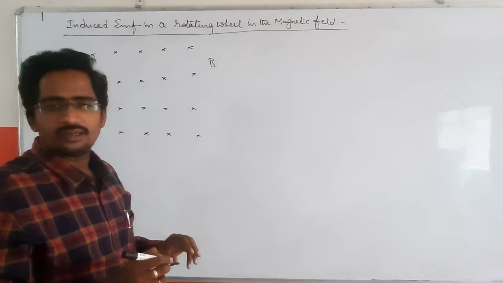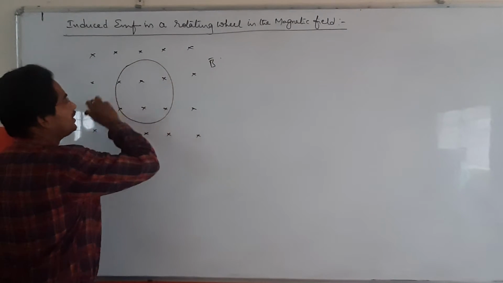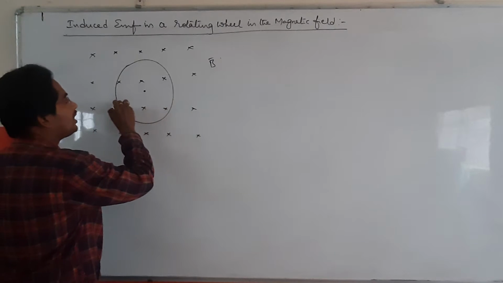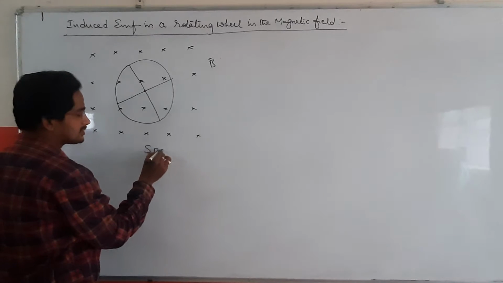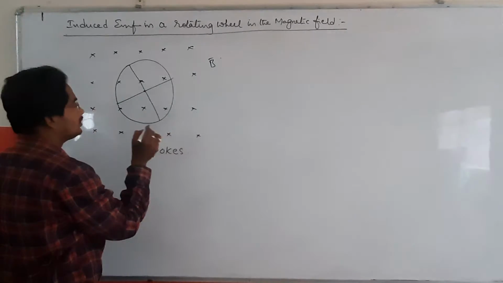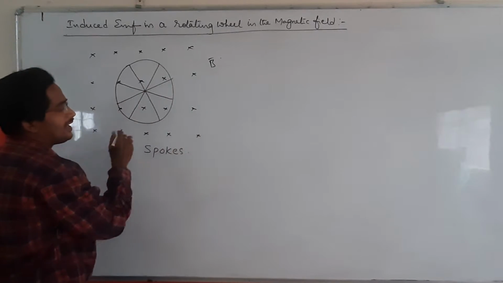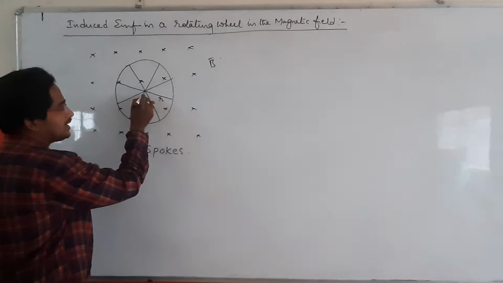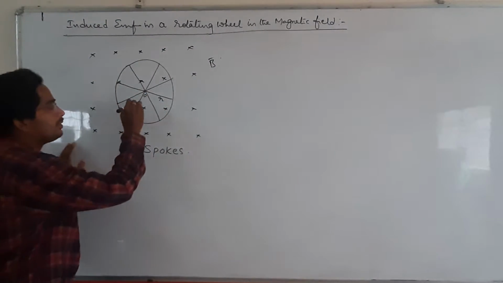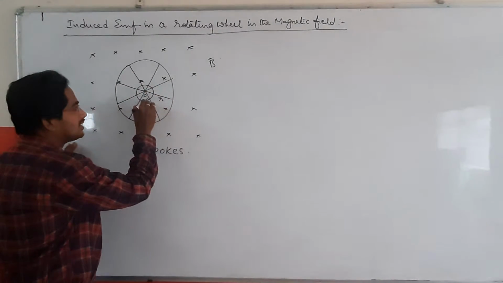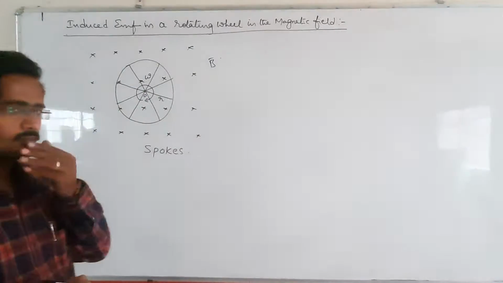In that field, we are placing a wheel. It is a wheel having a number of spokes. See here, these are the spokes. The wheel has a radius of R. The center of the wheel is O. And this wheel is rotating about its center with angular velocity omega in the clockwise direction.